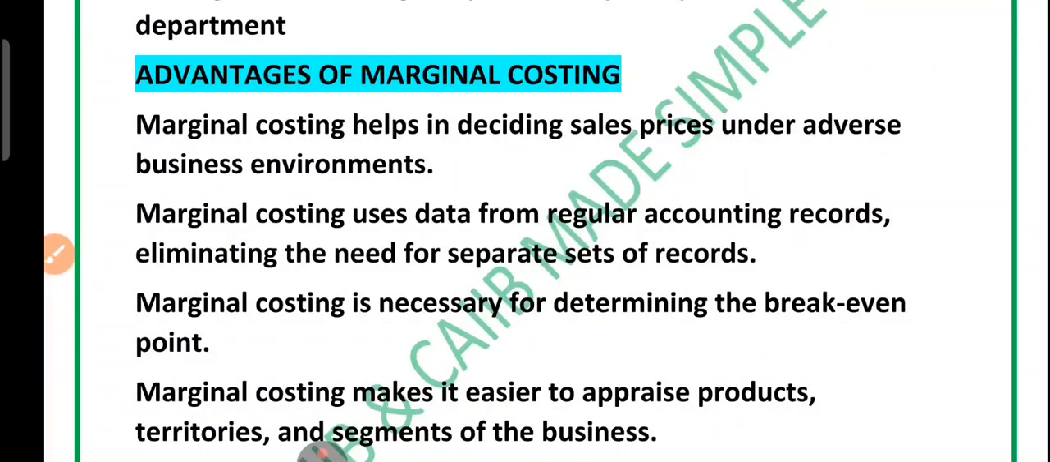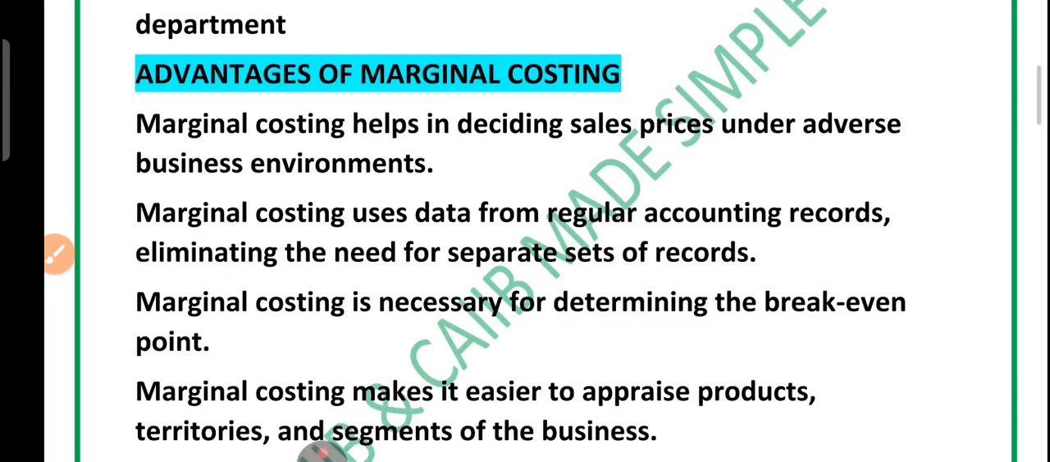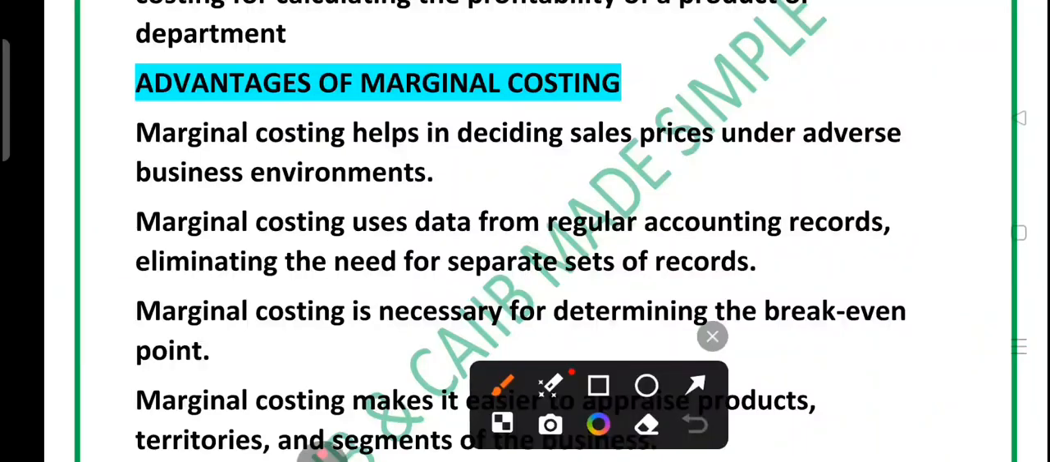Now friends, let's switch our focus to the next slide. Have you ever wondered, in tough business times, how do companies decide the right selling price, or how does the company know which product is actually making money? That is where marginal costing becomes a real game changer. Let's see how it helps in everyday business decisions. First of all, it helps in fixing the selling price under tough times. It helps in deciding the sale price under an adverse business environment.